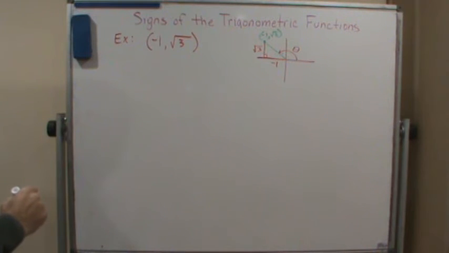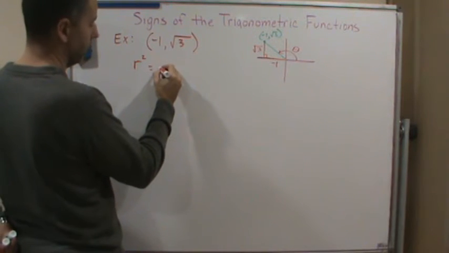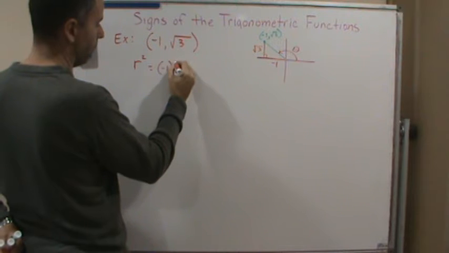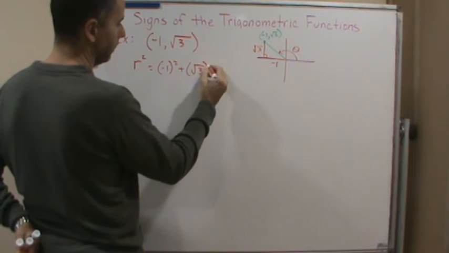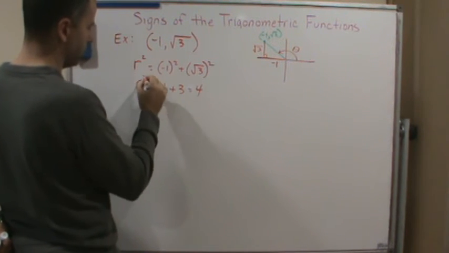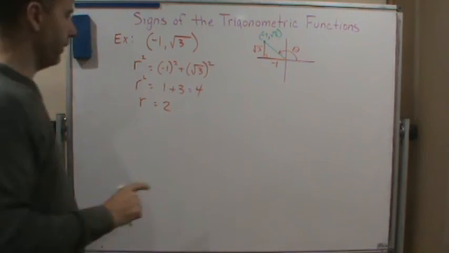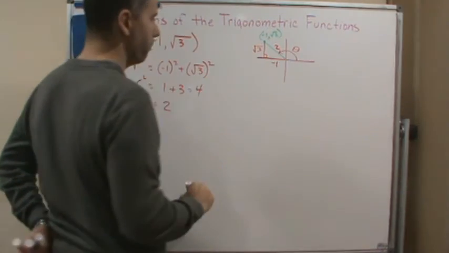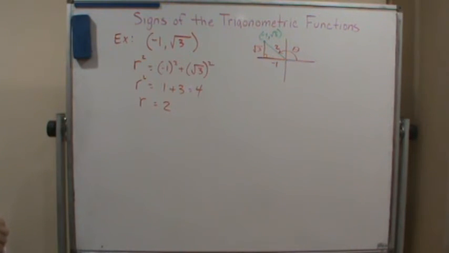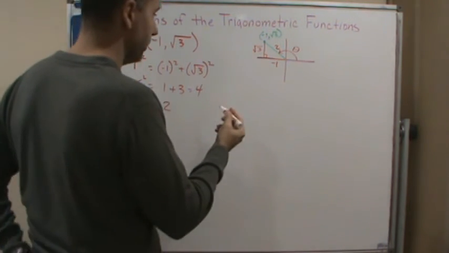Okay. We don't know r, but we can easily find r by using the Pythagorean theorem. So r squared equals -1 squared plus the square root of 3 squared. Well, r squared equals 1 plus 3, which equals 4, and then r equals 2. Okay, great. So now we've got r is 2, so the hypotenuse is 2. And so now we can find all of the trigonometric functions of theta by using the correct ratios.